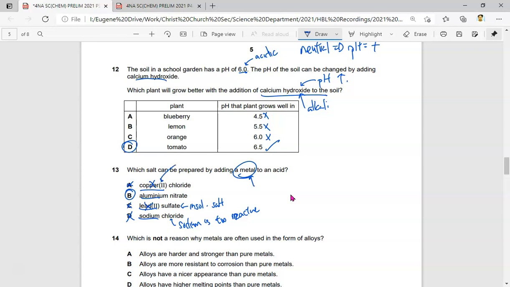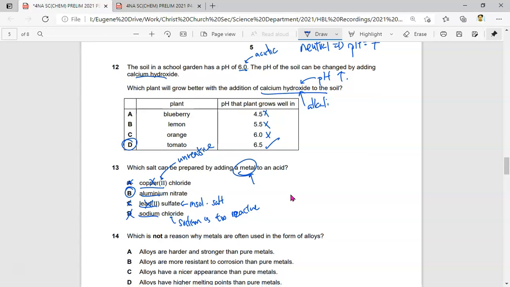So copper, why can you not use it? Because it is too unreactive. It will not react with acid. Lead 2 sulfate is an insoluble salt, so you cannot use this method to prepare it. You cannot add metal to acid because it's an insoluble salt. So A and C are out. I'm left with B and D. D is out because sodium is too reactive to react with acid. It's an explosive reaction. As such, the answer left is B.